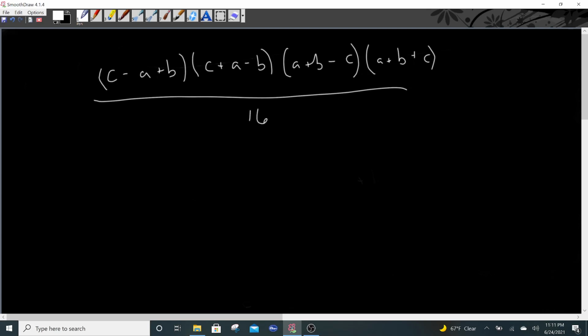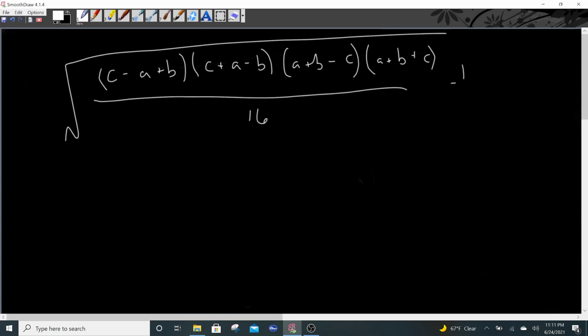But we'll have c minus a plus b times c plus a minus b, and then a plus b minus c, and then a plus b plus c, all over 16 if we were to square everything.